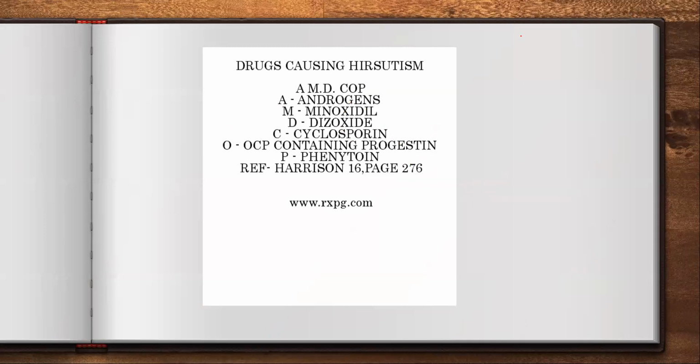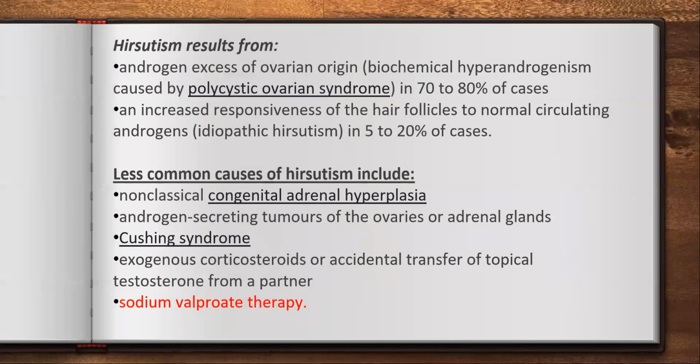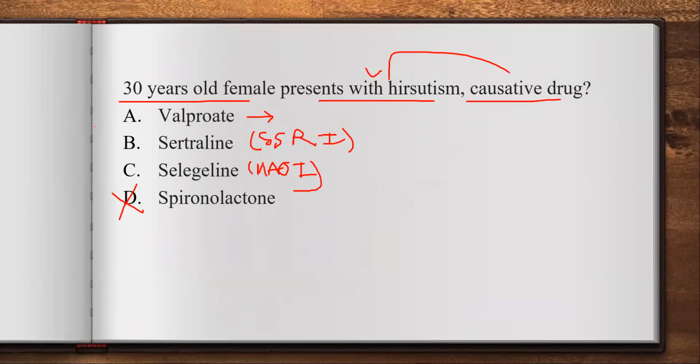The drugs that commonly cause hirsutism, usually we remember by AMD COP, where A means androgen, M means minoxidil, D means diazoxide, C is cyclosporin, OCP, which contain progestin, and phenytoin is most common. Okay, but none of this is in your option. Sometimes remember steroid can cause it also. So among this option, we will choose valproate.